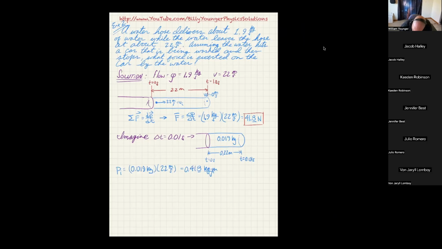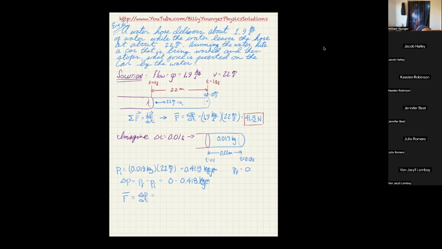Of course, the final momentum, P final, is 0. So delta P is equal to P final minus P initial, which gives me 0 minus 0.418 kilograms meters per second. That's going to be delta P. But F average, I'm trying to show the bar on top as the average, not as a vector symbol. So the F average is supposed to be delta P divided by the time taken. Well, in this case, the time taken was 0.01 seconds.